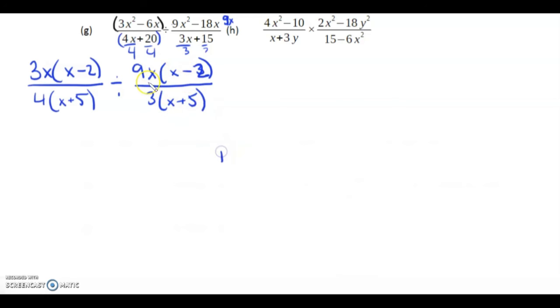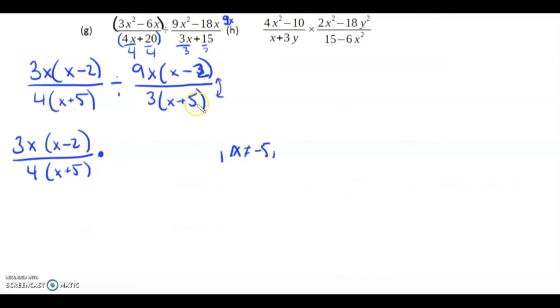Okay, so I'm going to list the restrictions right now because then I'm going to flip this and multiply. So x does not equal negative 5. And that's it so far. Okay, so I'm going to rewrite this entire thing. 3x, x minus 2 over 4x plus 5 multiplied by, and then we're going to take the reciprocal, 3x plus 5 over 9x, x minus 2. We have just introduced these two restrictions into the denominator, so 0 and 2.